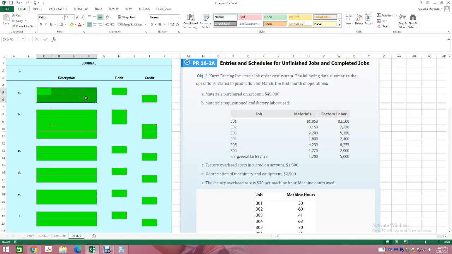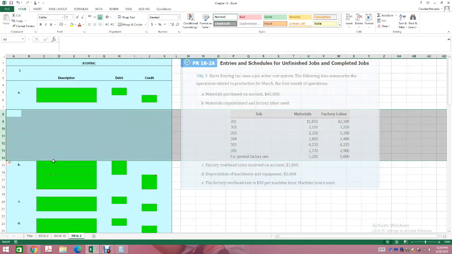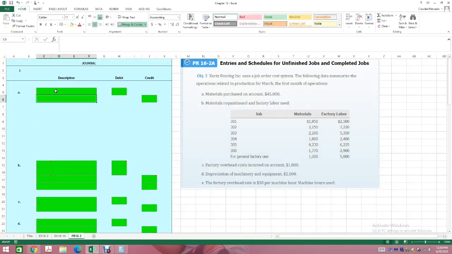Let me just make them. Here we go. Okay, so materials purchased on account. What are we buying? Well, we're buying materials. But before I do that, give me a minute. I just want to copy a couple of these down, that way I'm going to be reusing them. There we go. And I can just recopy and paste.